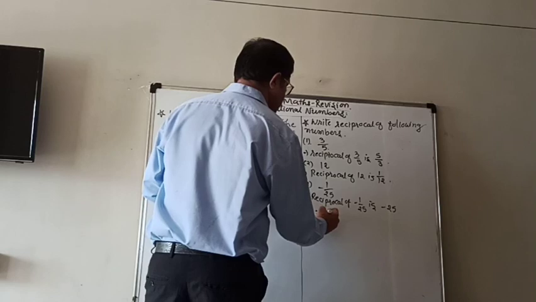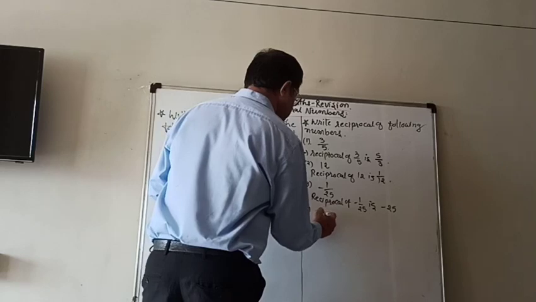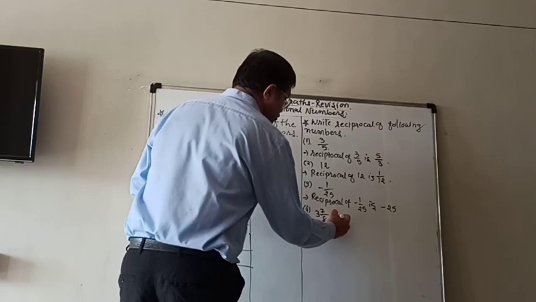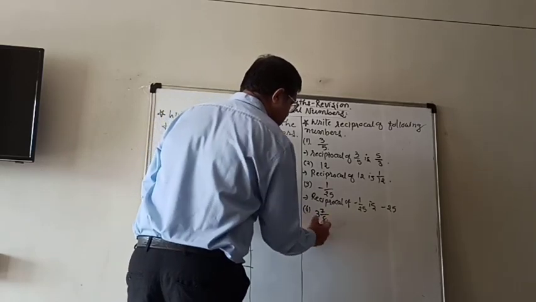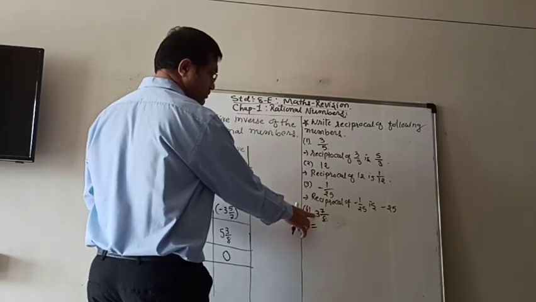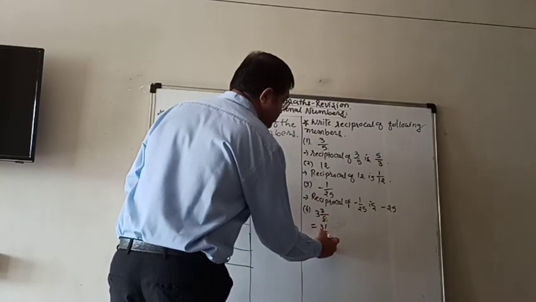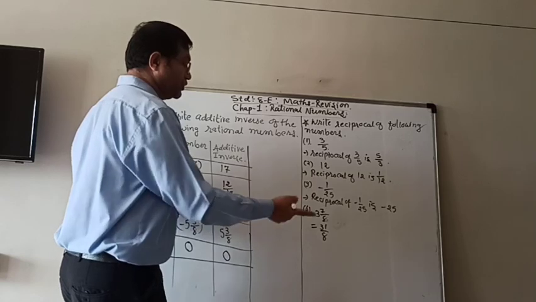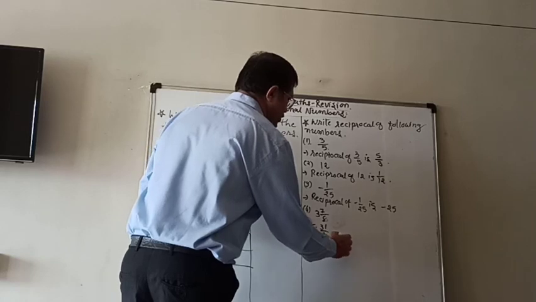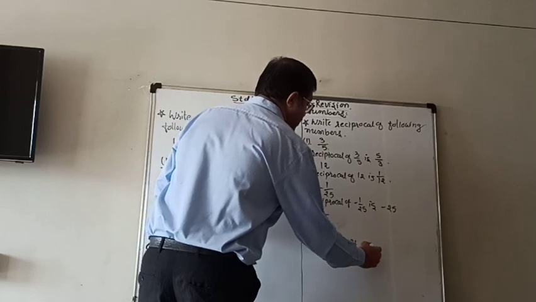3 integer 7 upon 8. Now when there is a mixed number, first you have to convert it into the improper fraction. 8 3s are 24. 24 plus 7, 31. So it is equal to 31 upon 8. Now you have to write. Therefore, the reciprocal of 31 upon 8 is 8 upon 31.